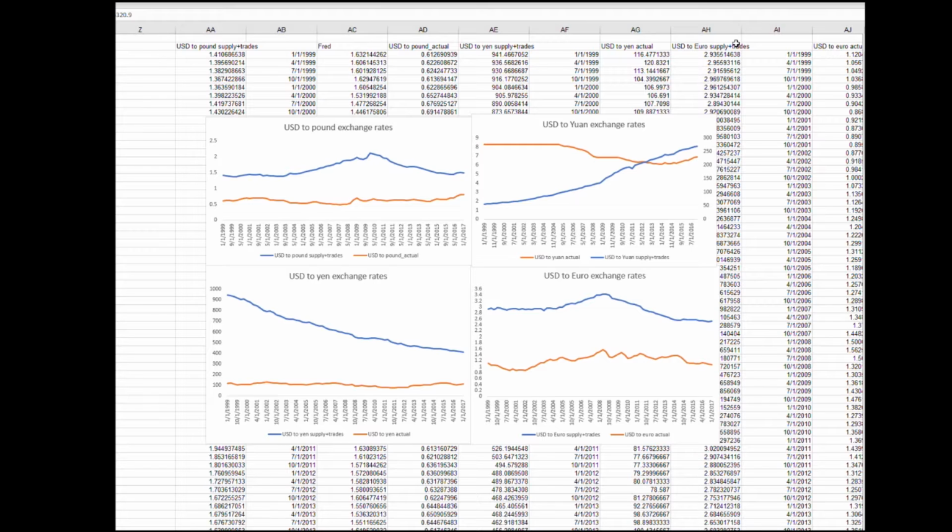Today, let's discuss the currency exchange rates among the four major currencies in the world. They are the US dollar, euro, the Japanese yen, the British pound, and the Chinese yuan. Let's look at how the US dollar exchange rates to the four other major currencies have been evolving over the years.